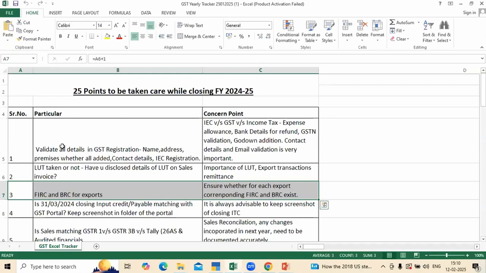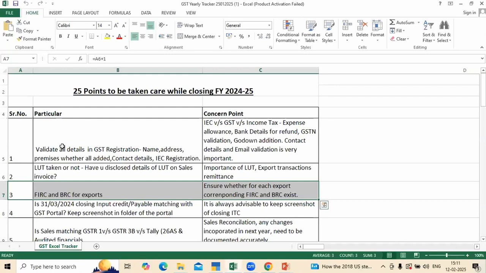Now, what does the law say? Law says that only FIRC doesn't suffice to show that I have exported the services. For that, I will need a BRC. Now, what is BRC? That is Bank Realization Certificate. My bank issues me a BRC only when I give all the supporting documents of my exports of services.